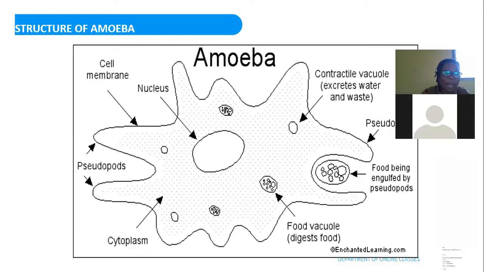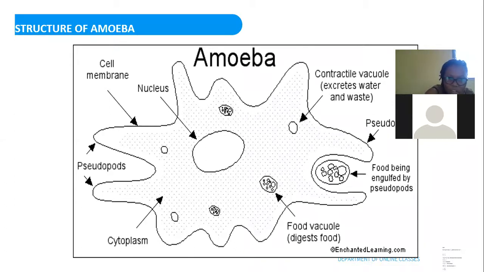Let's come to the cytoplasm, okay? The cytoplasm of the amoeba. I want you all to look at the structure I am showing on the screen, so that you can follow what is going on. Now, the cytoplasm of the amoeba can be differentiated into two portions, which are the ectoplasm and the endoplasm. Okay, the cytoplasm is differentiated into two parts, ectoplasm and endoplasm. Ecto means outside, endo means inside.